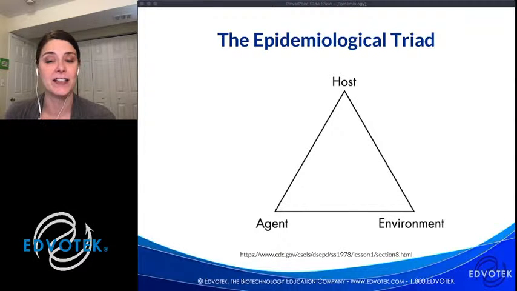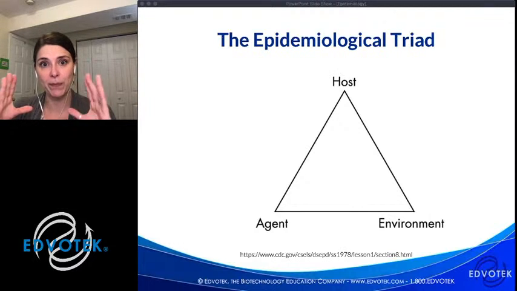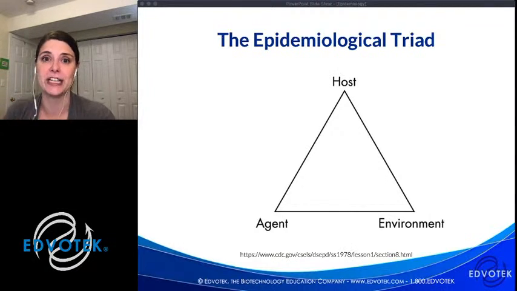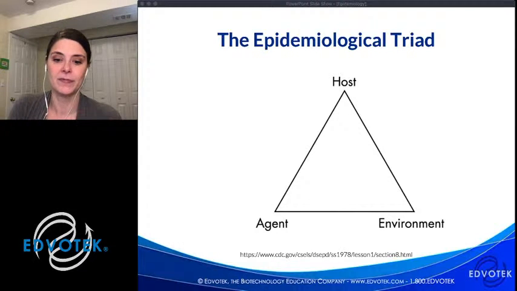So just to define some terms, in this model, the host is going to be the organism that is susceptible to the infectious agent. The infectious agent is our pathogen. The environment is going to bring the host and the agent together. And these 3 points of the triangle, so these 3 conditions, are going to interact with one another. And so as long as they're in balance, we don't have a problem.